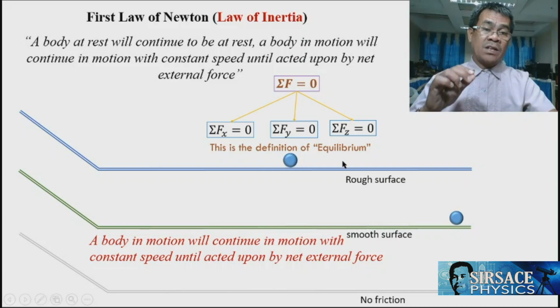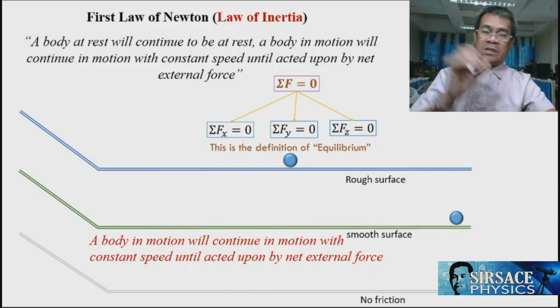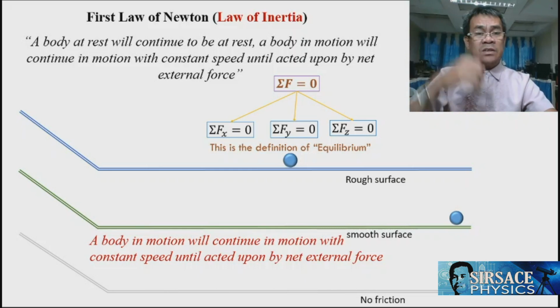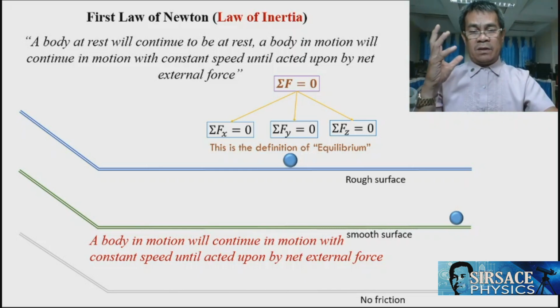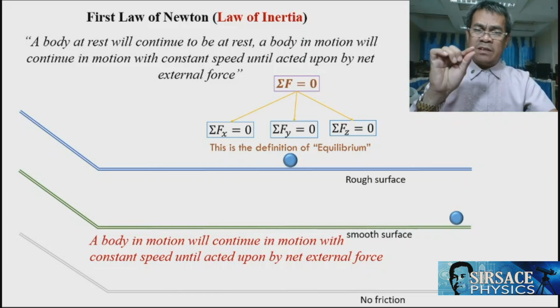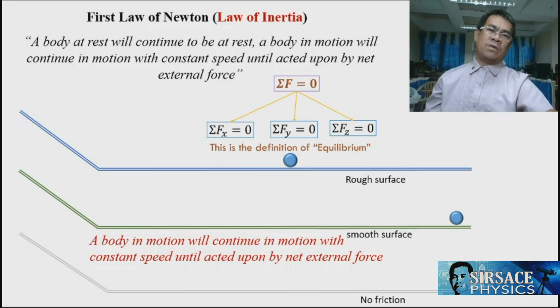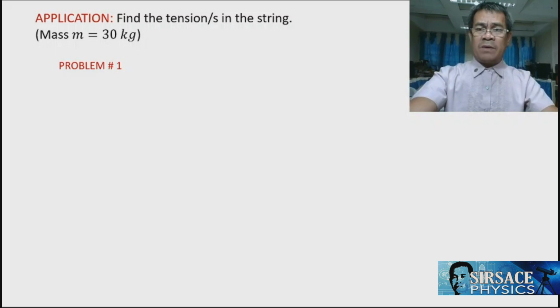We call this static equilibrium. Whenever the object is at rest, it is said to be in equilibrium. So when we talk about equilibrium, the net external force should be 0. In order to understand this law, let us have an application problem.